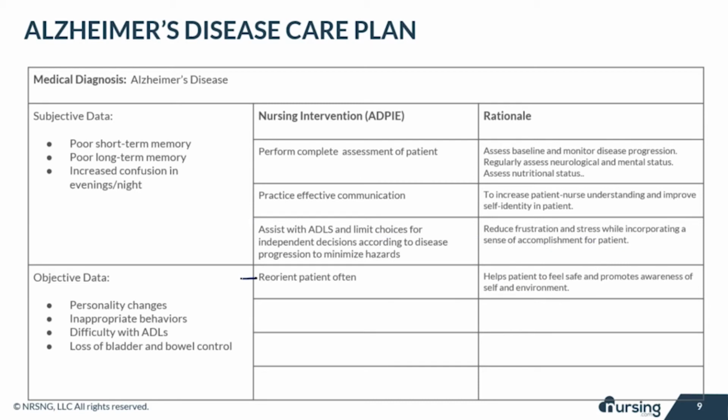Next, you want to make sure you reorient your patient often. There's a lot of times they're going to just feel confused. They might say something silly like, I got to go talk to my mom. They might think they're back in childhood again. So just redirect them, just reorient them to what's going on right now. Help them feel safe, help promote awareness in their self and the environment. It's really helpful also when you enter their room, just say who you are and why you're there.